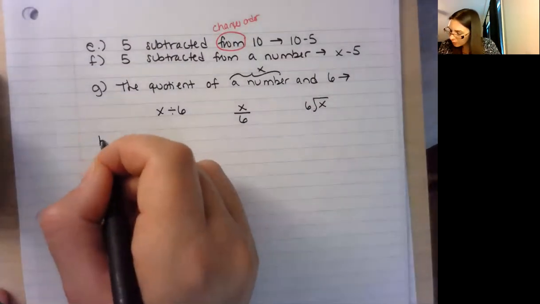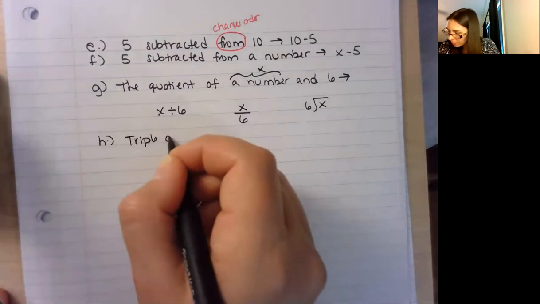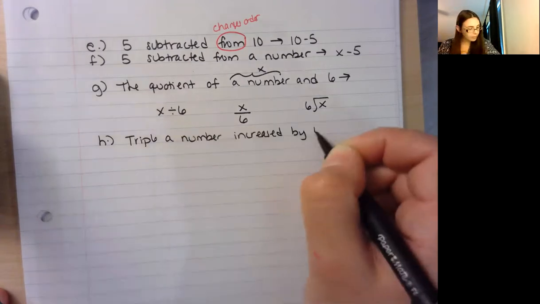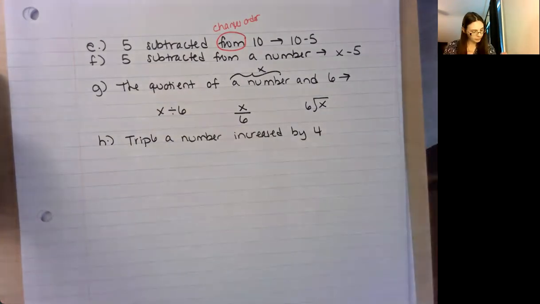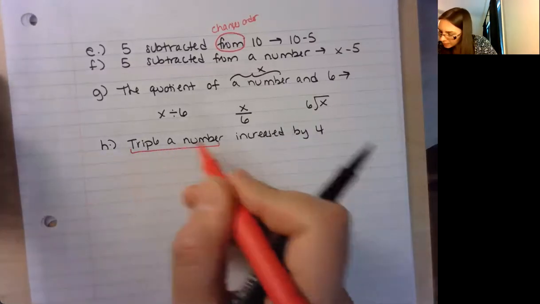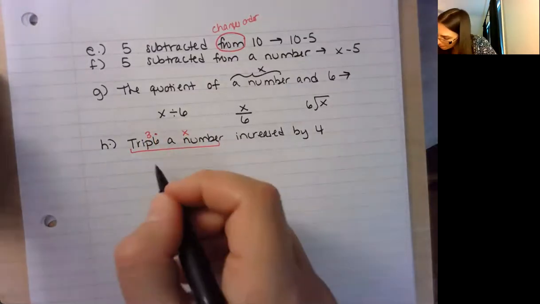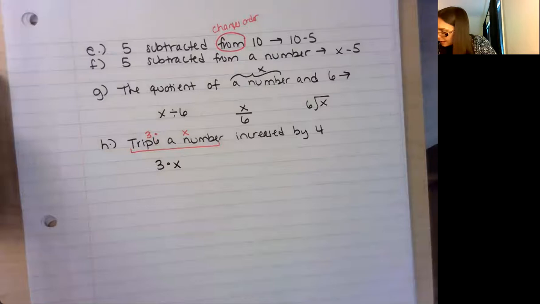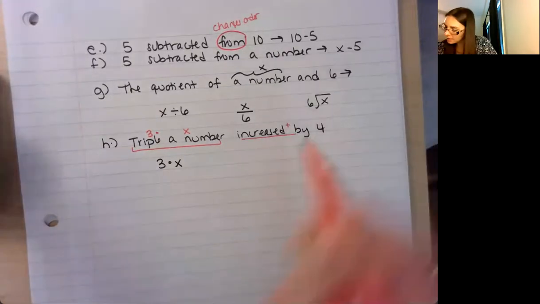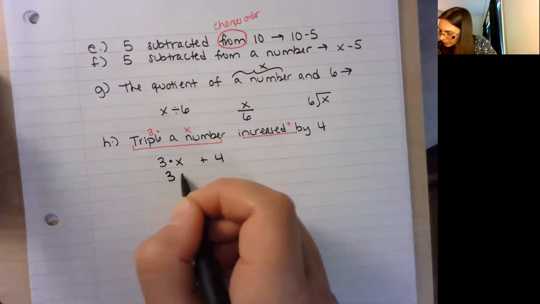Let's do one more. What if I say triple a number increased by 4? Well, triple a number. Triple means to multiply it by 3, right? So we're doing 3 times a number. And increase by typically means to add. So plus 4. So this just becomes 3x plus 4.